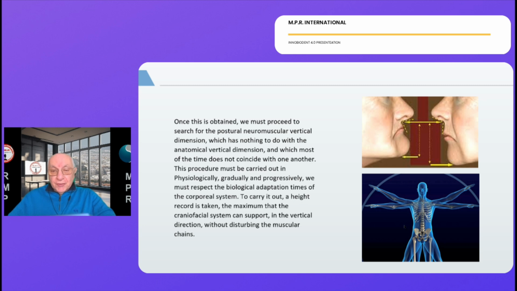This process ensures that we are not forcing the system, but rather accompanying it toward a state of functional and postural harmony, respecting the body's biological adaptation. Time is essential. Any attempt to accelerate this process or artificially impose a height may lead to muscle compensation, articular overload, and therapeutic failure.